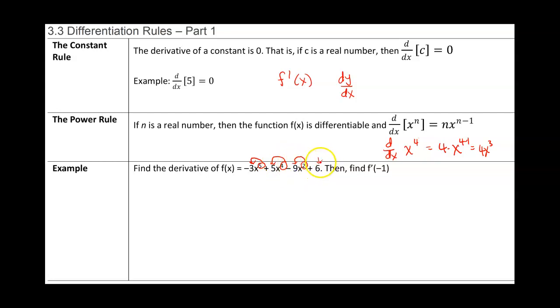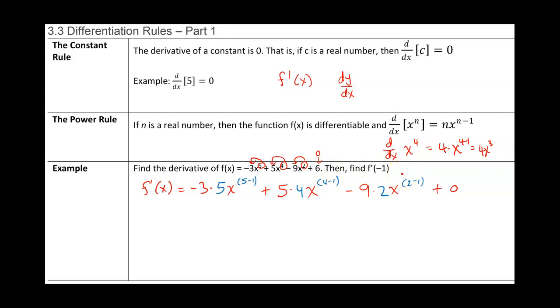And remember, the derivative of any constant is equal to 0. So if I simplify this, my f prime of x, or my derivative, is negative 3, and remember the 5 comes down, so negative 3 times 5, and then we subtract 1 from the exponent, so 5 minus 1. Same here, the 4 comes down, so we have 5 times 4, x to the 4 minus 1. The 2 comes down, so we have negative 9 times 2x to the 2 minus 1, and the derivative of 6 is just equal to 0.